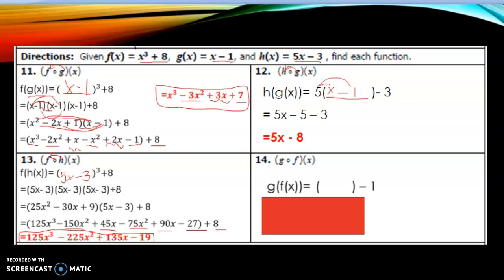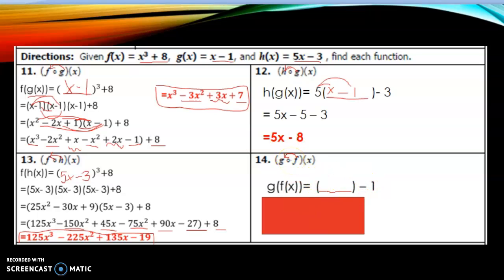Okay, a few more examples. 3 more. 14. This one says g of f of x. So I'm plugging f into the function g. So I write the function g first. g is x cubed plus 8, x minus 1. So I'm plugging in, instead of x, I leave it blank, minus 1.